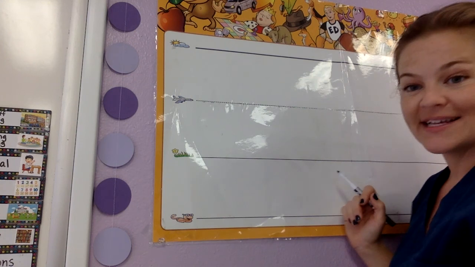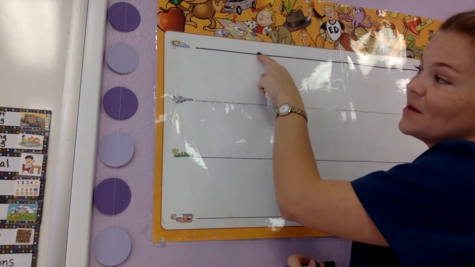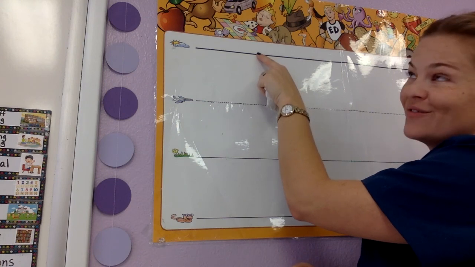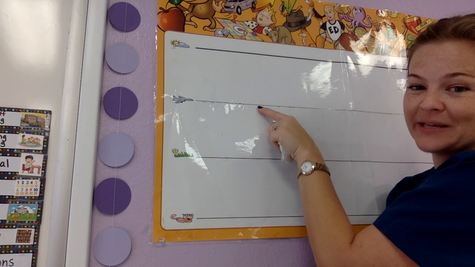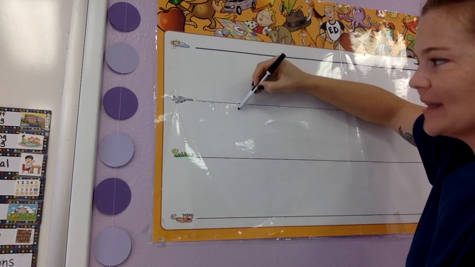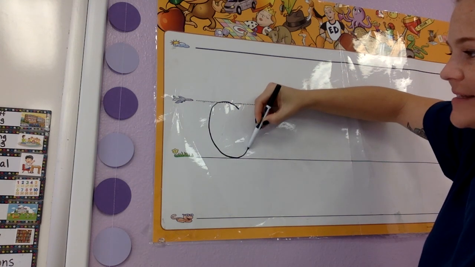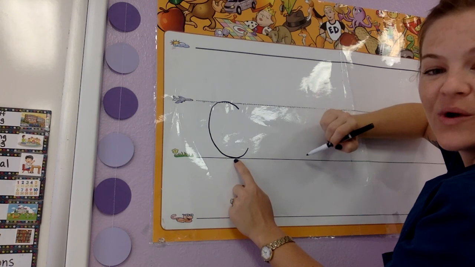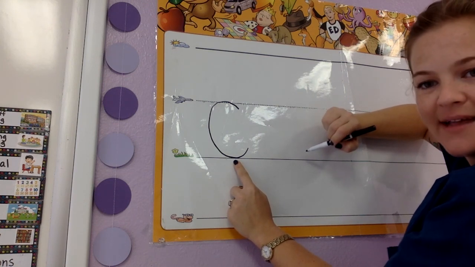So for lowercase c, it looks just like big C, except instead of going to the skyline, we do plane line only. We only go up to the plane line. So put your marker just a little bit below the plane line, and we're going to curve up to the plane line and down to the grass line. And there is lowercase c. There's little c. Makes a k sound.